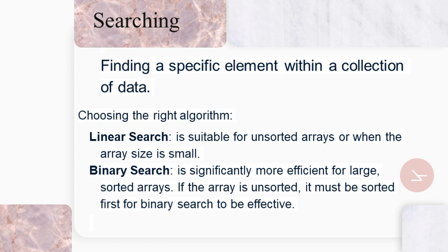Binary search is significantly more efficient for large sorted arrays. If the array is unsorted, it must be sorted first for binary search to be effective. It repeatedly divides the search interval in half and performs the searching operation.